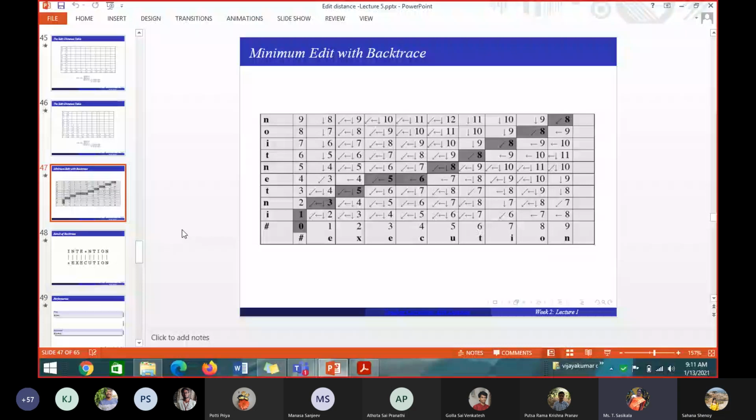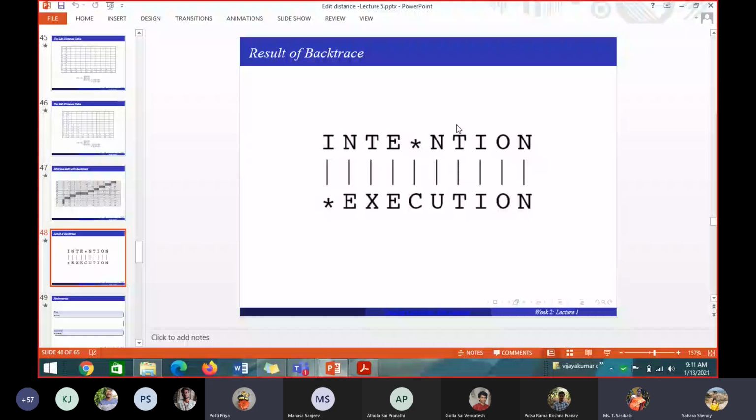Have you all got this? I'll give 2 minutes. Analyze and tell me whether you got this or not. Now can you tell me how many insertions, substitutions and deletions should happen to convert my input string to an output string? Not guessing. Have you all got this by traversing the table, the result of backtracking? Yes, ma'am.